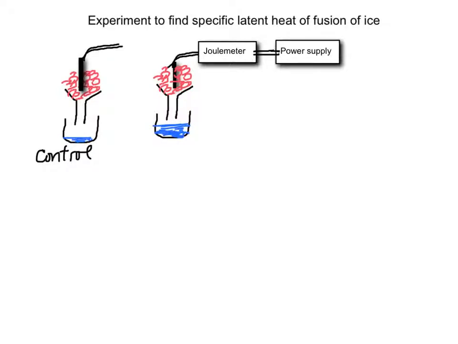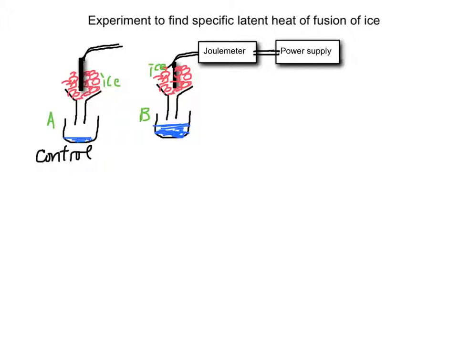In this session, we are going to learn an experiment to find the specific latent heat of fusion of ice and the specific latent heat of vaporization of water. First, let's see the experiment to find the specific latent heat of fusion of ice. In the diagram, A and B, the setup are similar, except that for A, the heater is not connected to the joule meter and the power supply.